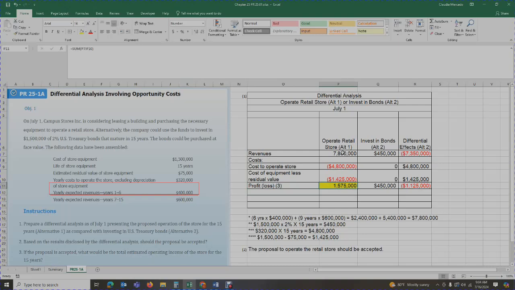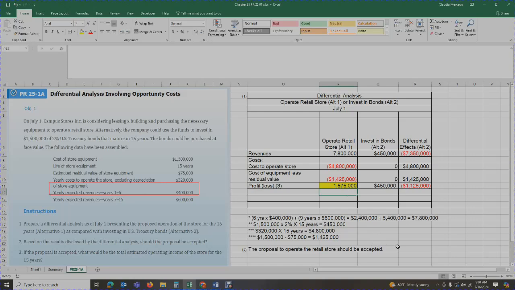The operating income is your revenues less your expenses, which is what we have, and we would have operating income of 1,575,000. So if the proposal is accepted, what would be the estimated operating income for the store over the 15-year span? If we were to open it, we would have 1,575,000 operating income over the 15-year span of the business.